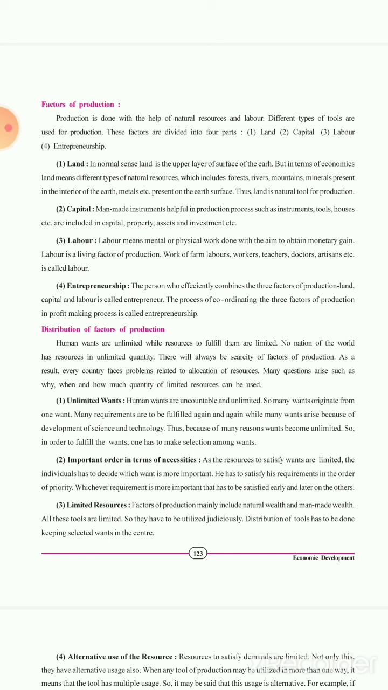So, in order to fulfill the wants, one has to make a selection among the wants. Second, put them in important order in terms of necessities. The resources to satisfy these wants are limited. It is the individual who has to decide which want is more important for him, and so he is to satisfy that want first. So he is to give a priority: which he wants to satisfy early and which he wants to satisfy later on.